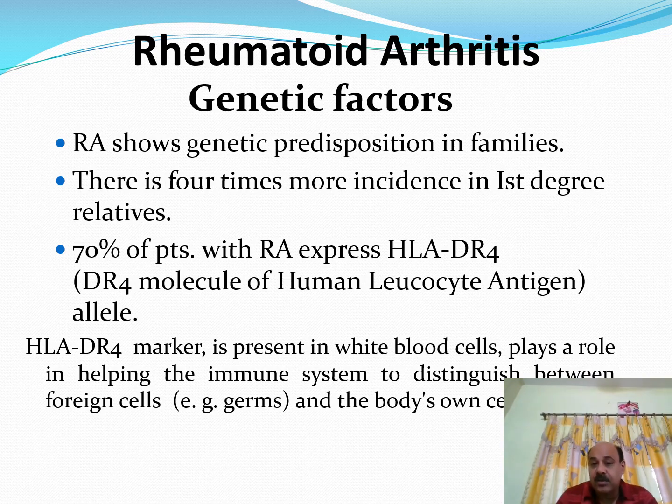HLA-DR4 is a molecule of the human leukocyte antigen allele. The HLA-DR4 marker is present in WBCs and plays a role in helping the immune system distinguish between foreign cells and the body's own cells. This capacity of the immune system to distinguish between self and non-self is lost in rheumatoid arthritis, because it is an autoimmune disease, and that is the basic reason why the immune system, which is designed by nature to destroy the antigen, starts destroying the body's own tissues.